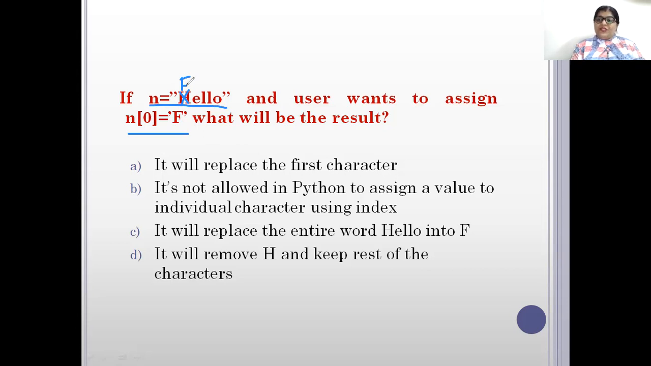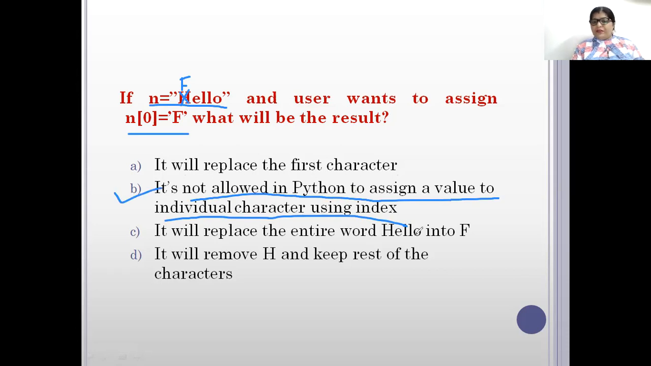Firstly, just read all the points. It will replace the first character? No. It's not allowed in Python to assign a value to an individual character. Yes, because when we want to change it, firstly we make it mutable and then we change it. But the thing is, we can't change a single individual character using the index value. So the answer here is B.